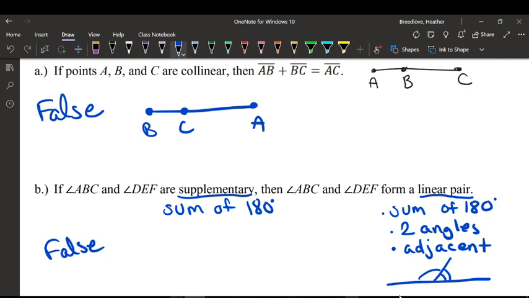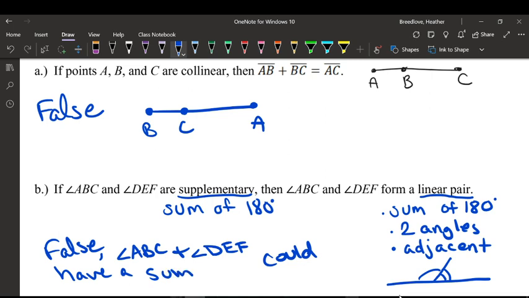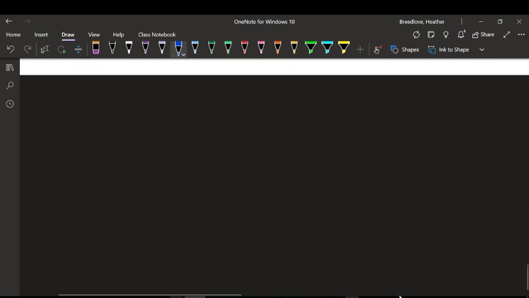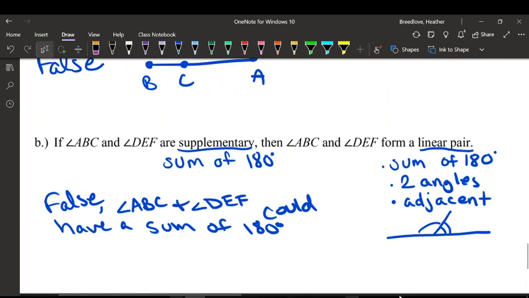Because angle ABC and DEF could have a sum of 180 but no common side. And based on the letters, it doesn't sound like they have a common side. So angle ABC and angle DEF could have a sum of 180 degrees, but no common side.